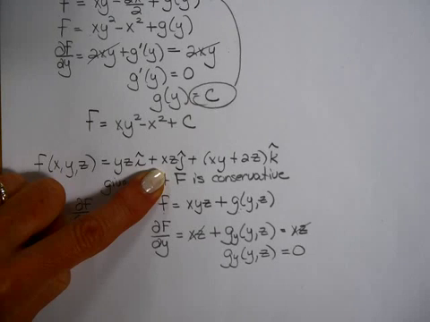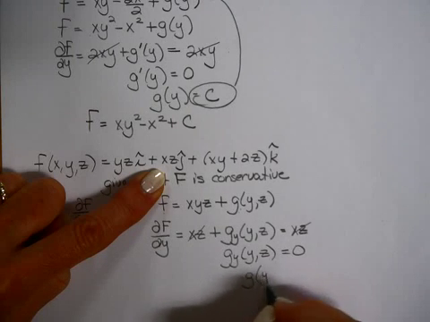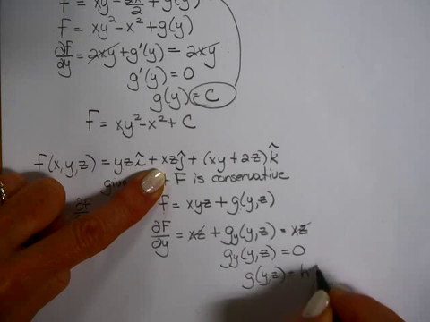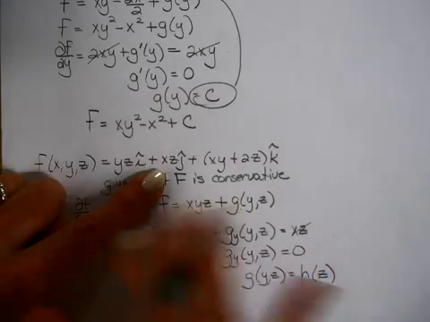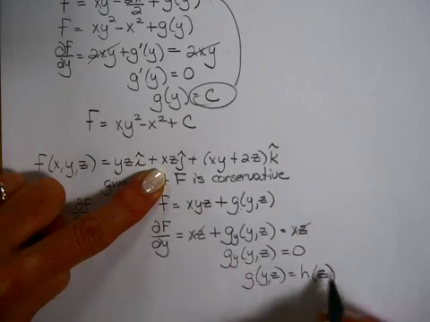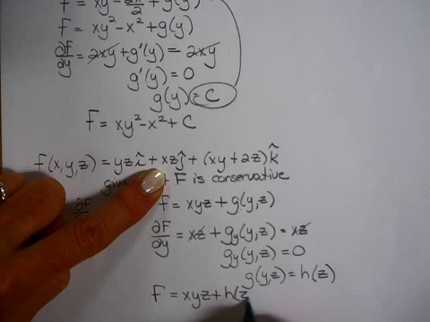That means you took the derivative of something and you got a 0. Now it might be a constant, but it also might be a z. It just didn't have a y in it, because the derivative of z would be a 0 if you're taking it with respect to y. So g of y, z might be a function only of z. We don't know if it's a constant, we don't know if it's a z, we don't know what it is. So right now what we've got, after all this, is f equal to xyz plus h of z.